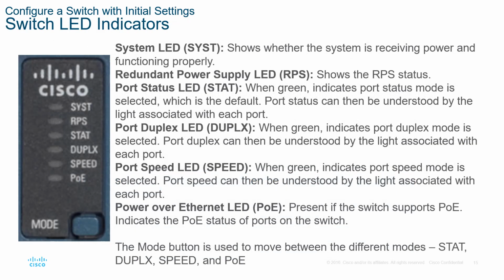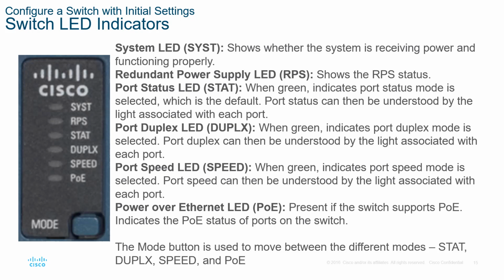Next, we have to talk about, if we're looking at a switch, how does the switch look? Typically, if we're looking at a Cisco 2960, we'll have this diagram on the left-hand side of the switch: system, RPS, stat, duplex, speed, and PoE. SYST is short for system. Basically, is the switch powered on and receiving proper functionality? If yes, the LED will be on.